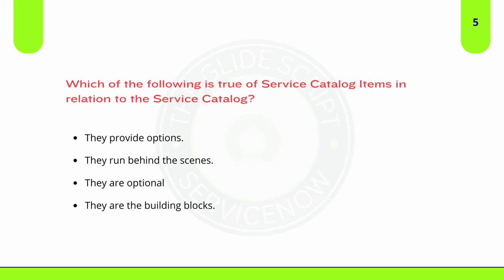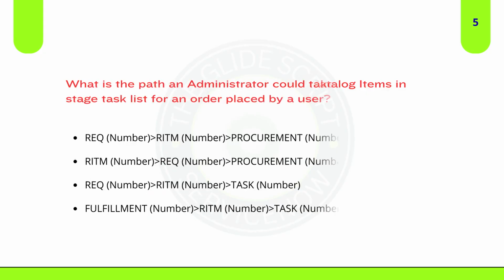Next is, which of the following is true for service catalog items in relation to the service catalog? They provide options, they run behind the scenes, they are optional, they are the building blocks. The answer will be they are the building blocks, because the service catalog items are the building blocks of the service catalog.